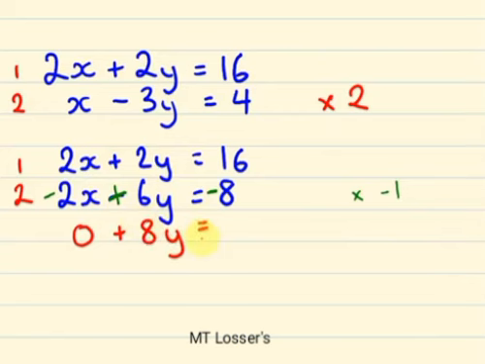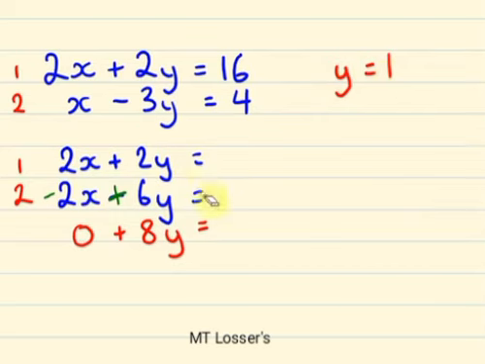Did you get that one? Or did you fall for it? 16 take away 8 is 8. So 8y equals 8. Maybe you could probably guess what y is going to be. y is going to be equal to 1. Did you get that? So what we'll do is I'll rub these out and I'll do a bit of substitution.